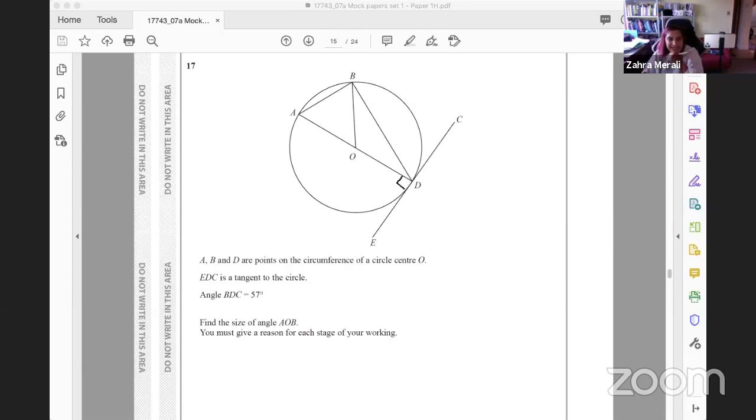Angle BDC, so BDC is 57. So this angle is 57. And you want to find AOB. So the angle that we're looking for is this one here. Right, so let's go through what we know.